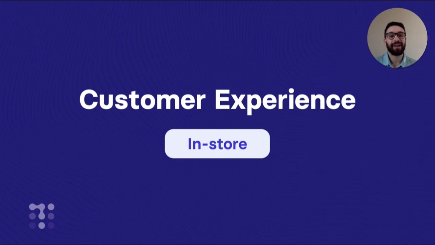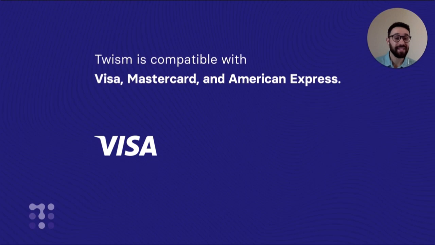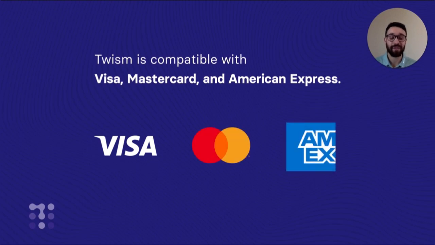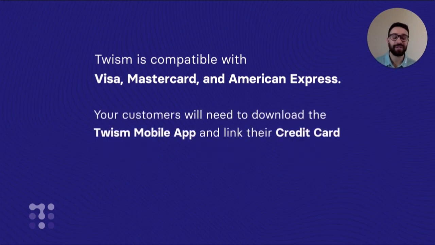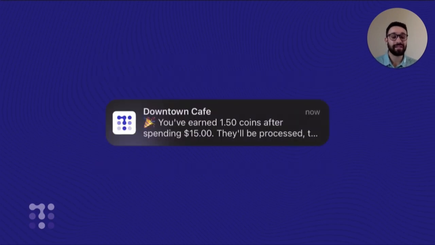Now let's talk about how this works for your customers. Every Twism user gets a digital super wallet that holds coins received from your business and other participating brands. With Twism, your customer's credit card is now their rewards card. Twism is compatible with Visa, MasterCard, and American Express. Encourage your customers to use the Twism mobile app to link their cards and shop like normal. Just swipe or tap and earn automatically. When your customer earns coins, they will receive a notification that looks a little something like this.